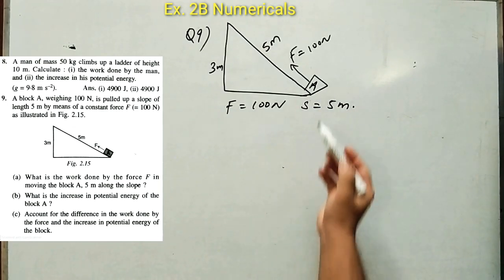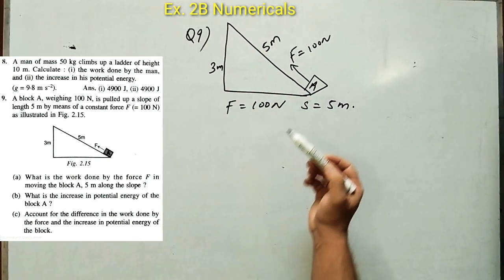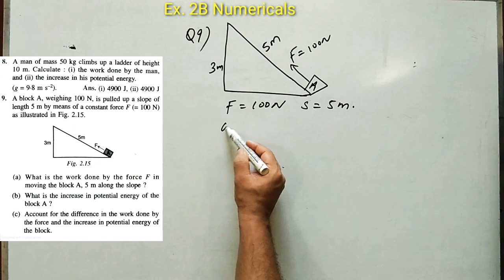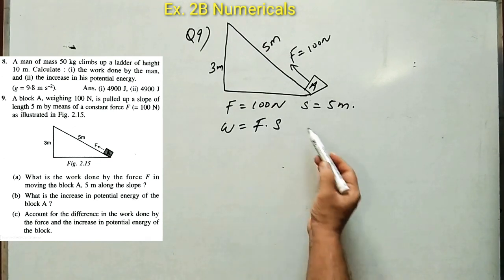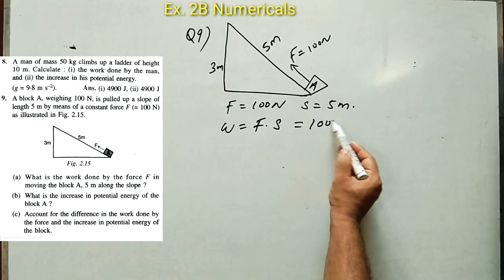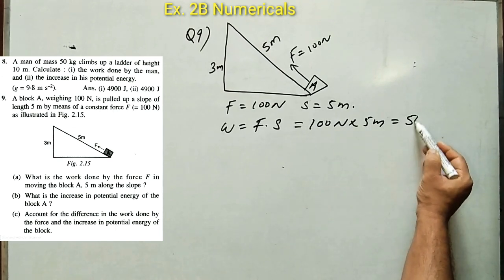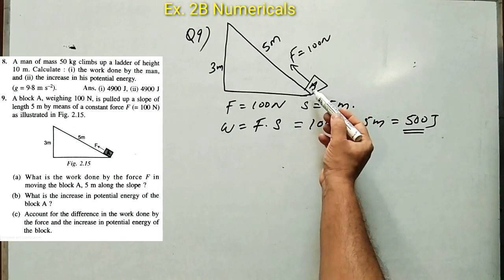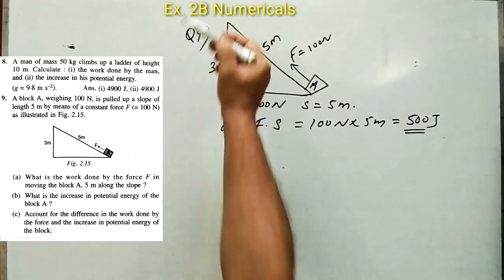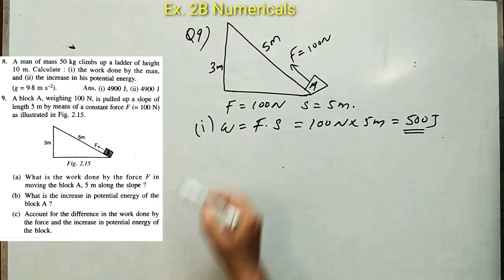Clear? So as you pull the block along the inclined plane, work is done against the force of friction. So the work done is given by the formula W is equal to force into displacement. The force is 100 Newton multiplied by 5 meter. We are getting the answer as 500 joule. So this is the work done in pulling the block through a distance of 5 meter along the inclined plane. Clear? So this first part is over.